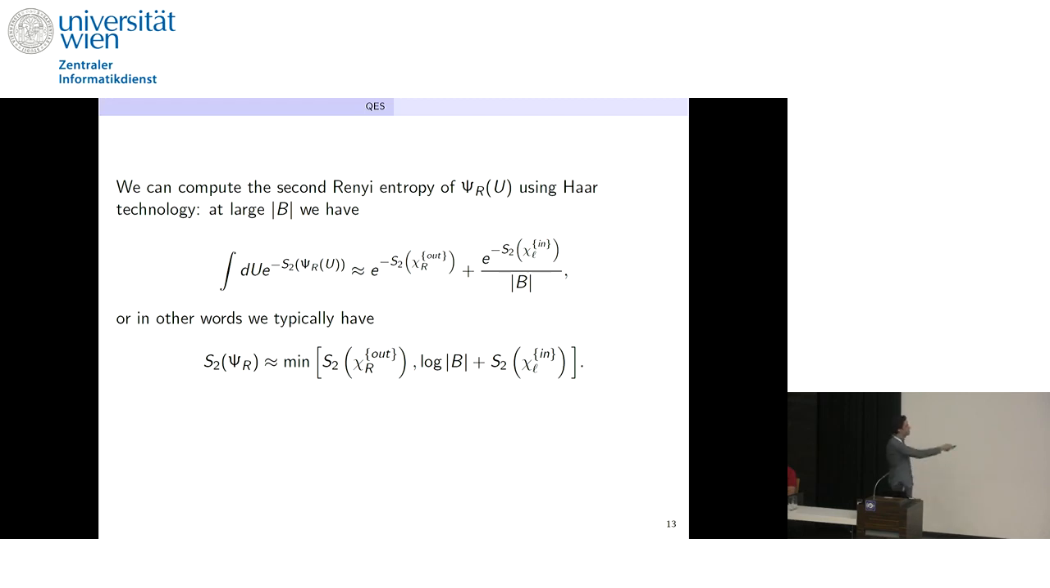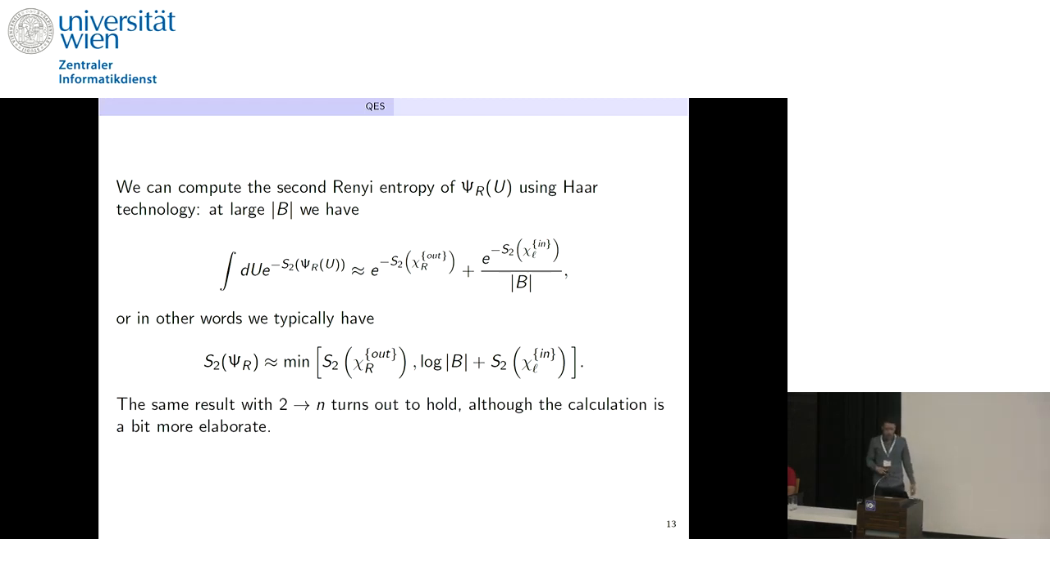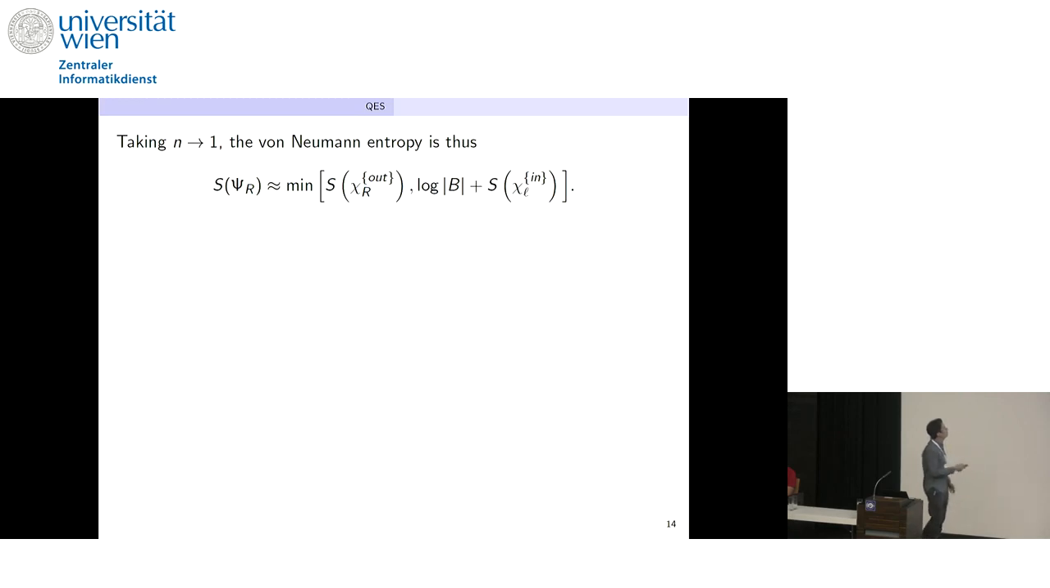So the second Renyi entropy, we'll start there, is the minimum of either the Renyi entropy of the radiation that Hawking would have computed, because this here is just Hawking's state, or it's this thing which is the black hole entropy plus the entropy of the left moving modes. And with a little more work, you can show that the same is true not just for the second Renyi entropy, but for any Renyi entropy, although you have to work a bit harder. In particular, taking n to 1, we see that this formula is true for the von Neumann entropy.